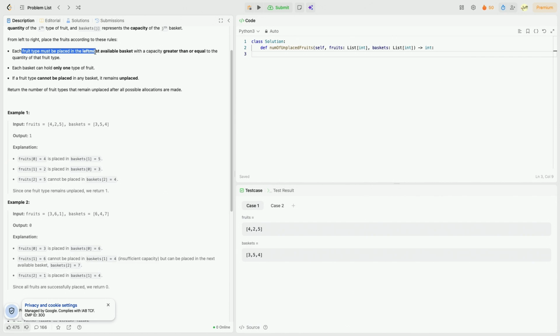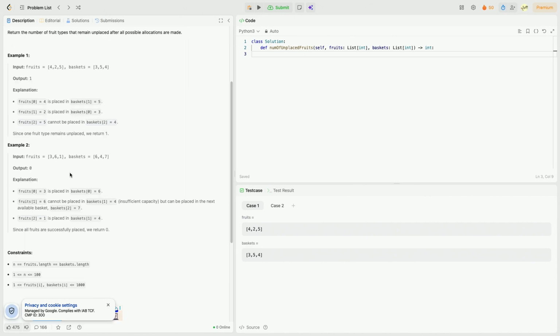So each fruit type must be placed in the leftmost available basket. Cool. If a fruit type cannot be placed in any basket, it remains unplaced. So my question is now, if I cannot place a fruit type in any basket, what do I do? Do I not use the remaining baskets, or do I skip over that if I cannot place it?